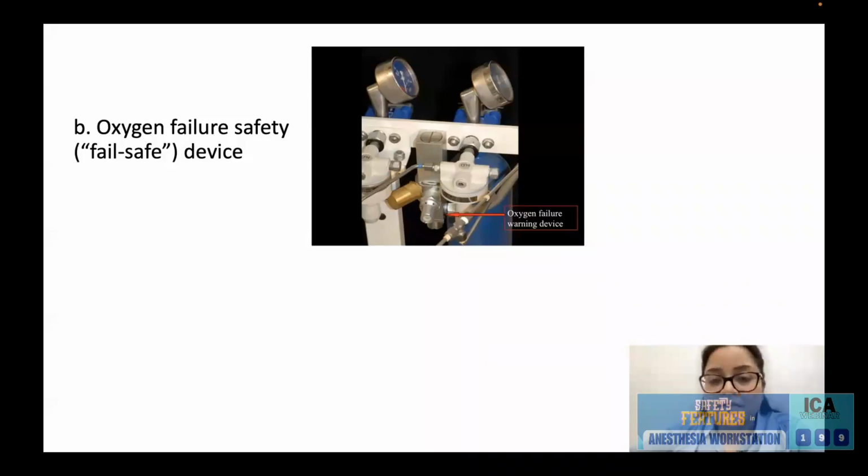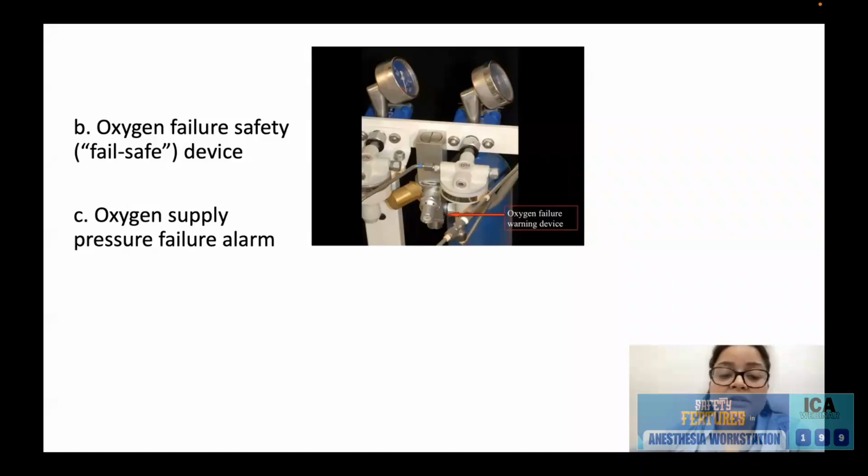The fail-safe device ensures that whenever the oxygen pressure is reduced, the oxygen concentration shall not decrease at the common gas outlet until the flow completely ceases. And the oxygen fail-safe valve is designed so that the nitrous oxide supply will be turned off automatically when the oxygen delivery is compromised or depleted.